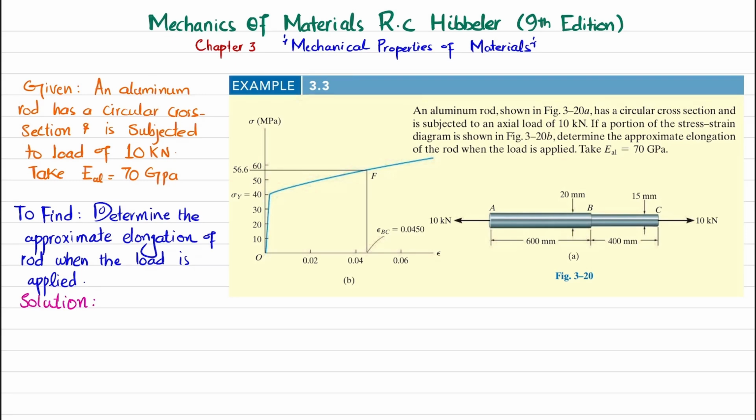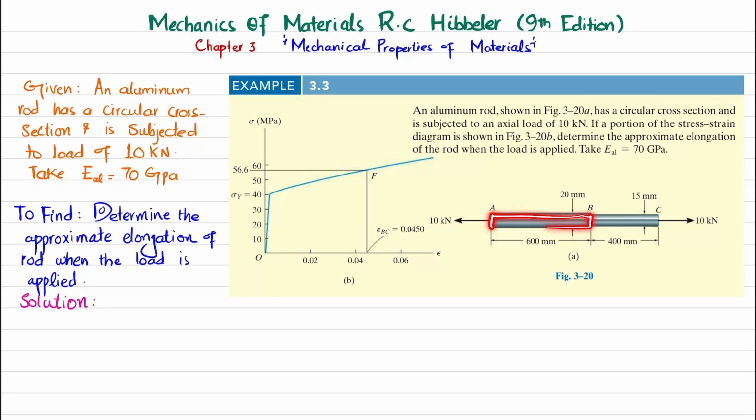Welcome back. In this video, we are going to solve example 3.3 that is taken from chapter number 3, Mechanical Properties of Materials, and the book name is Mechanics of Materials by RC Hibbeler, 9th edition. The statement of the problem is: an aluminum rod shown in figure 3-20A has a circular cross section and is subjected to an axial load of 10 kN. If the portion of the stress-strain diagram is shown in 3-20B, determine the approximate elongation of the rod when the load is applied. Take the modulus of elasticity of aluminum as 70 gigapascal.